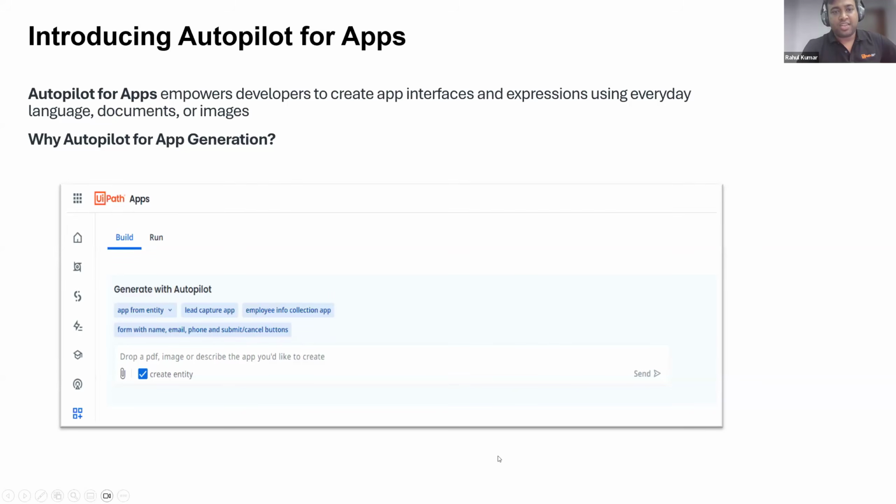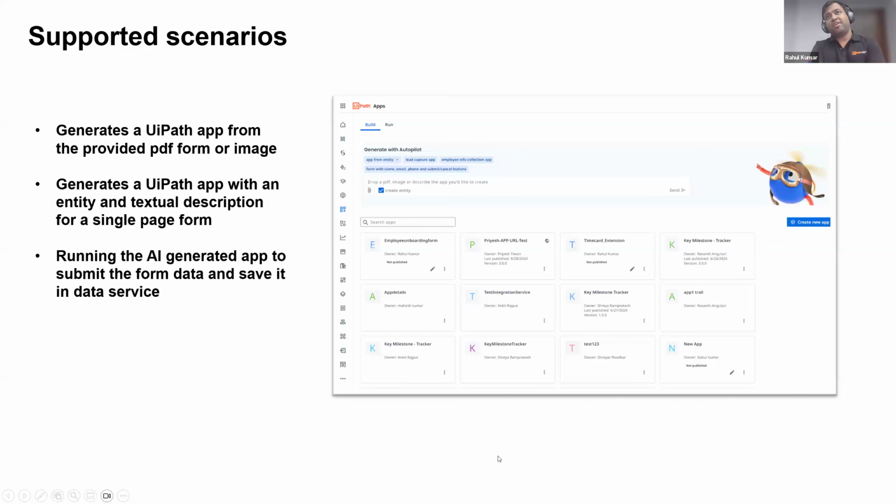Can you just go to the next slide, please? So in UiPath Apps, we have introduced three types of features. One is based on an image or PDF file. Let's say you have a manual form which you want to digitize.